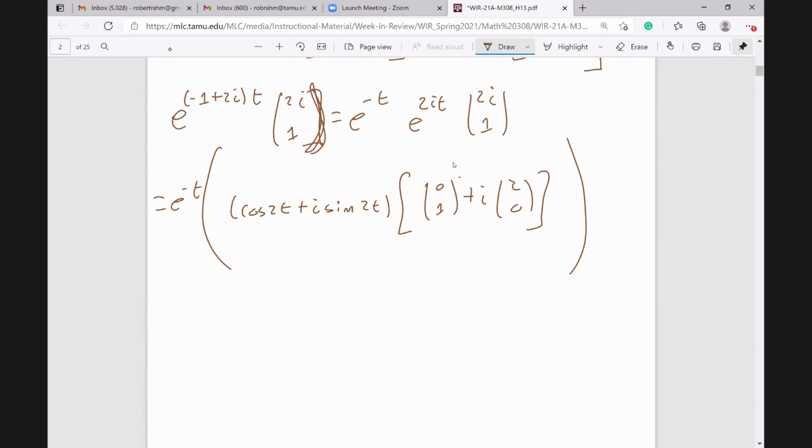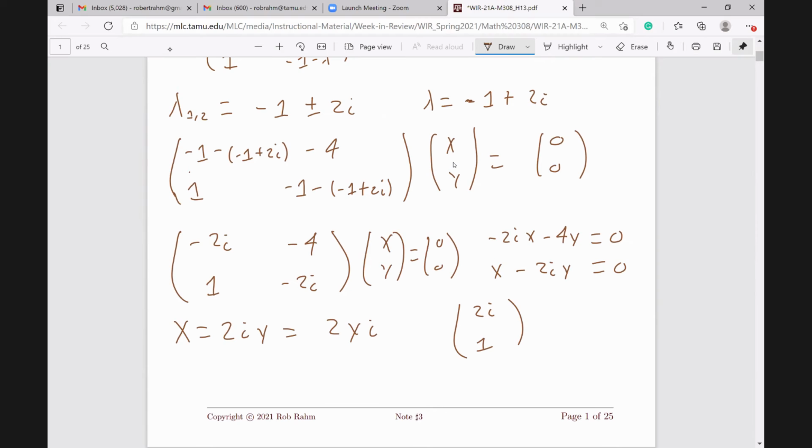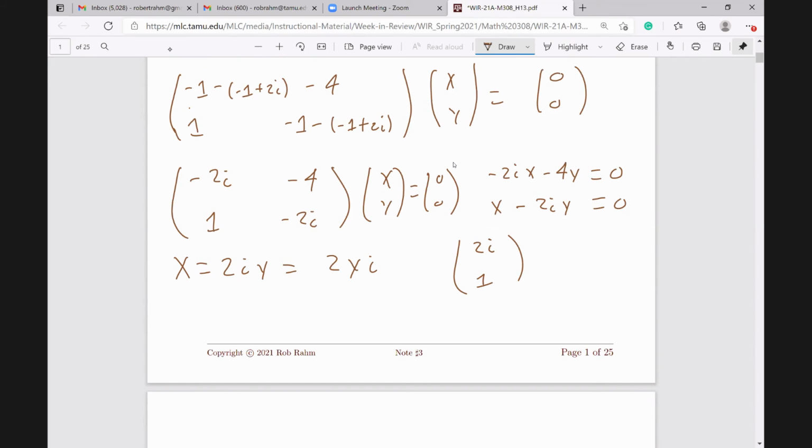I had a question. Shouldn't the vector be negative 2i, 1 instead of positive 2i? Because when you multiplied the bottom equation, you did it by negative 2i to get the top equation. Wait, so what are you asking me, Matteo? So for the vector, I thought it should be negative 2i and 1 instead of 2i and 1, because you multiply the bottom by negative 2i to get the top.